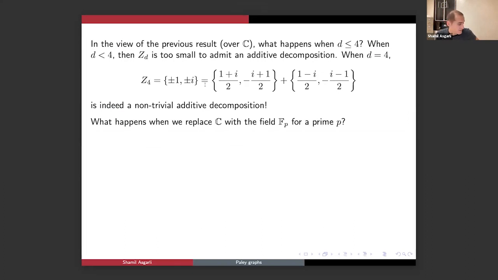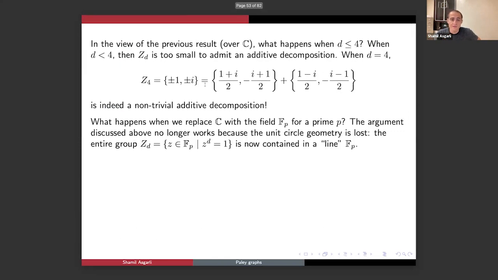What happens when we replace complex numbers with an arbitrary field, a finite field, F_p for a prime p? That's the question we want to ask. The argument that we just discussed doesn't work because the unit circle geometry is lost. There's no such thing as a unit circle in a meaningful geometric sense, because this group Z_D is just a subset of a line, right? So F_p is just a line. There's no intuition from unit circle geometry here.